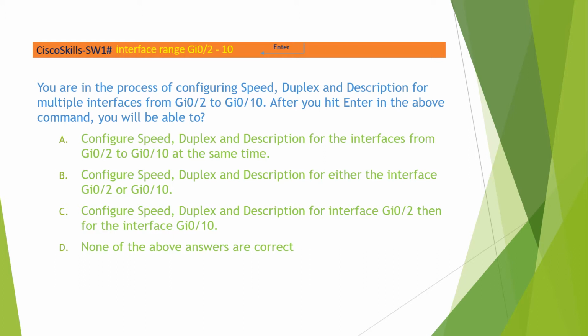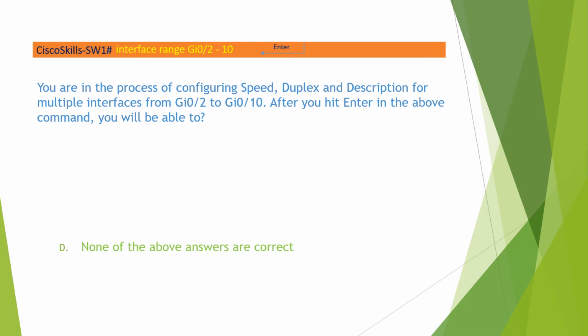So you may notice that we are in the privilege mode. In order to configure the interface range, we have to be in the global configuration mode. Therefore, when you hit enter, you will get an error. So the answer for this question is D. You can find the detailed explanation for this question in the video.